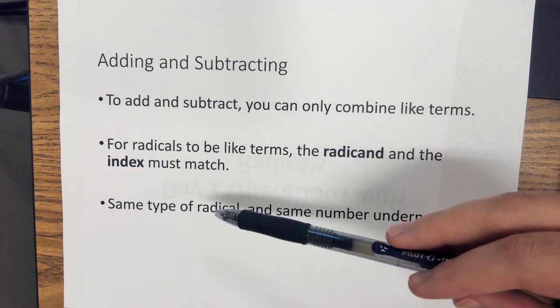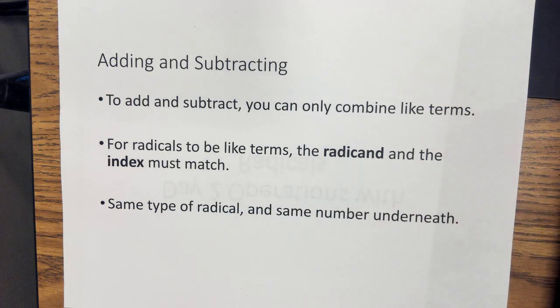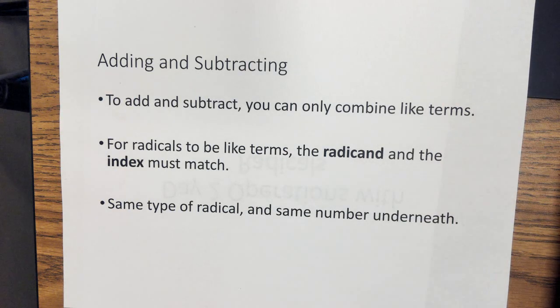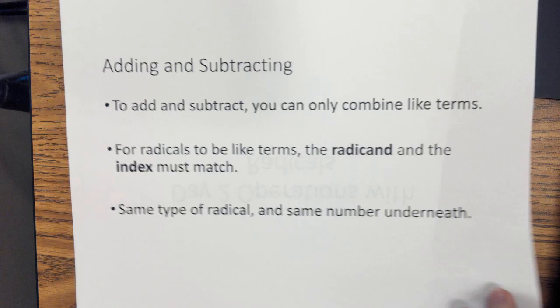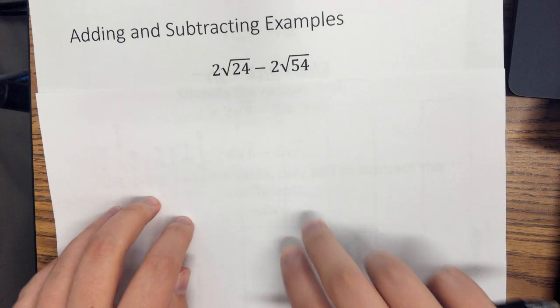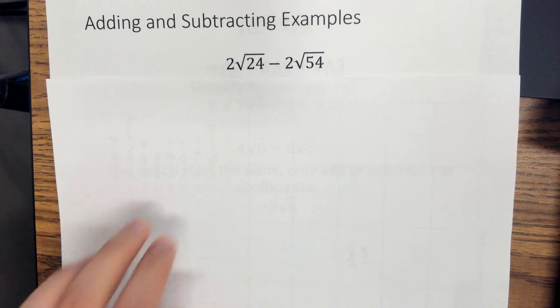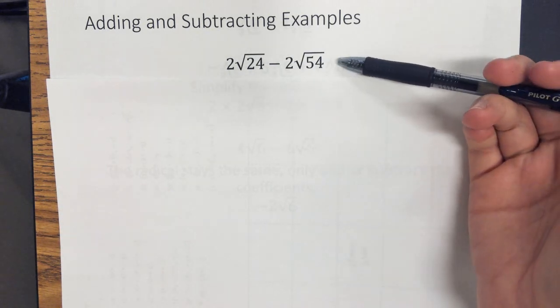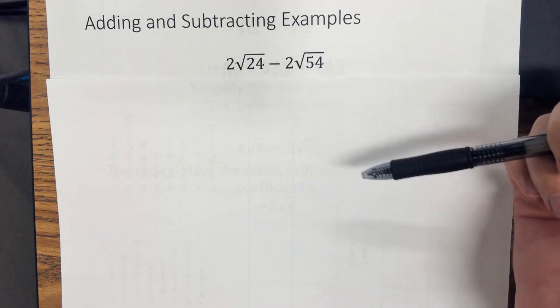Or in other words, they have to be the same type of radical, so both square roots, both cube roots, and have the same number or combination of numbers and letters underneath. So for example, let's do a couple of these. If I want to do 2 square root of 24 minus 2 square root of 54. Now right now, these are not like terms, but maybe if we simplify them, they'll become like terms.